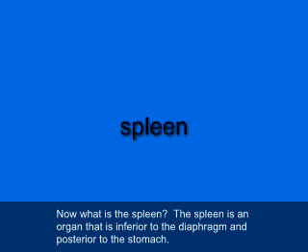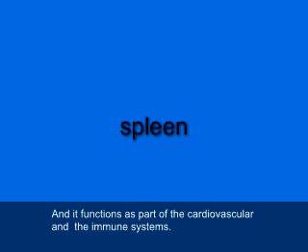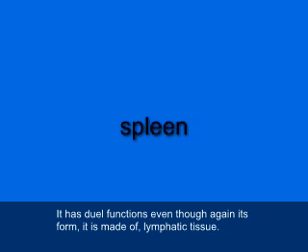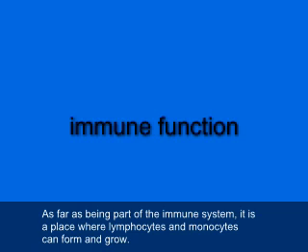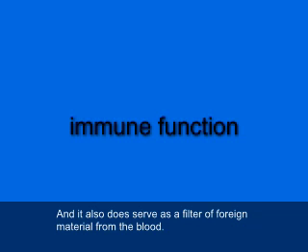Now, what is the spleen? The spleen is an organ that's inferior to the diaphragm and posterior to the stomach. And it functions as part of the cardiovascular and the immune systems. It has dual functions, even though, again, it's made of lymphatic tissue. As far as being part of the immune system, it is a place where lymphocytes and monocytes can form and grow, and it also serves as a filter for foreign material from the blood.